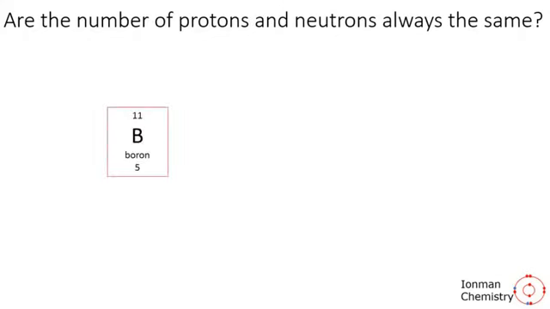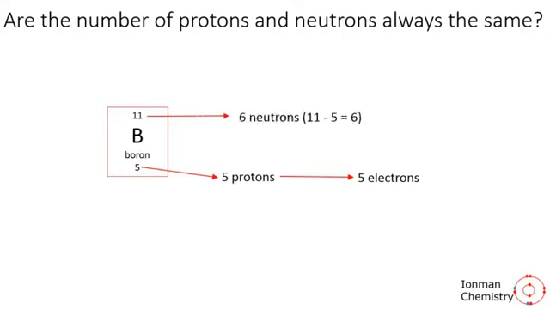Boron has the numbers 5 and 11, and so we know that boron has 5 protons because its proton number is 5. Atoms always have a balanced charge, no charge overall, so if there are 5 protons, there have to be 5 electrons as well. But boron has a mass of 11.